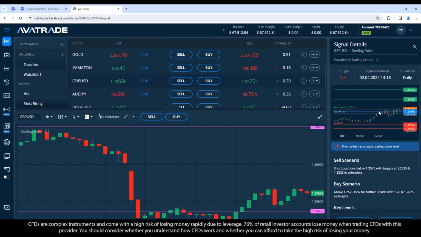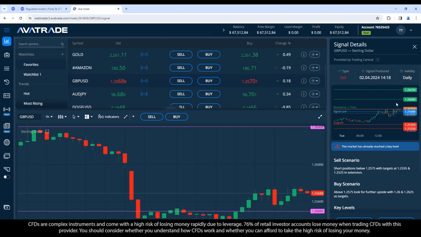What they're talking about here on this signal is it tested the resistance line here and broke past it ever so slightly. So it went above the pivot line, but not by much, and it already broke back below the pivot line. So this looks like an active signal that tried to break past the pivot point going up, which would cancel out the sell signal. But in my opinion, it was unsuccessful at breaking that resistance.